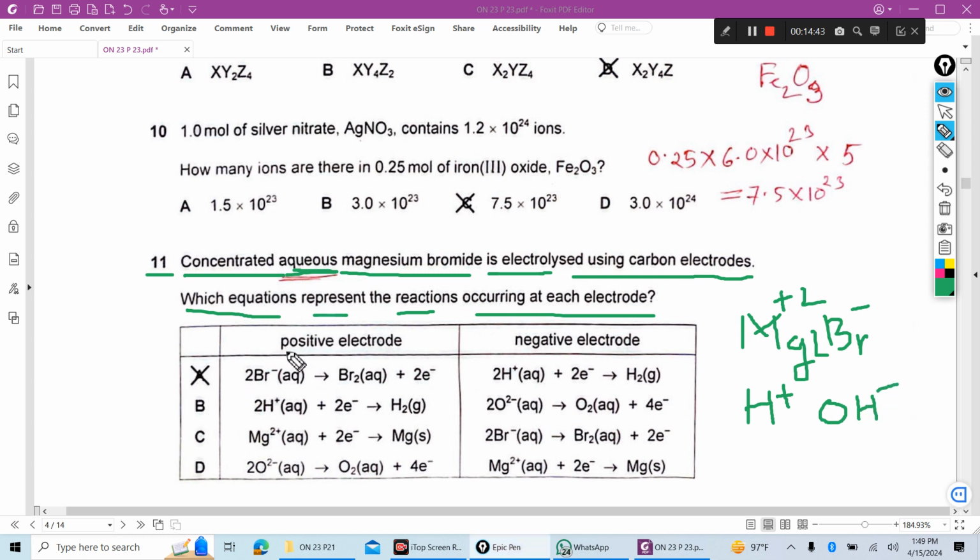So at the positive electrode, the anode, bromide ion loses 2 electrons to form bromine, and at the negative electrode, the cathode, hydrogen ion gains 2 electrons to form hydrogen gas. As it is aqueous, that's why hydrogen ion gains 2 electrons. Hydrogen ion is reduced to form hydrogen, and hydrogen ion is lower in the electrochemical series, so hydrogen ion discharges first. So A is the correct answer.